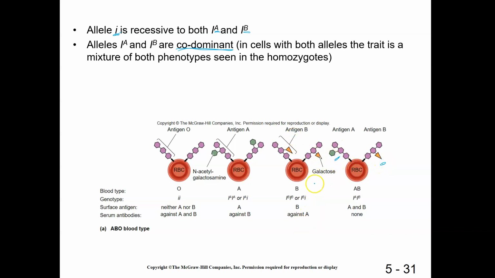Antigen B is only present in B, and antigen A is only present in type A, and antigen O is the non-modified, all right? And so blood type O, non-modified. Blood type A is modified. Blood type B, modified with galactose, all right? Blood type A is N-acetylgalactosamine. And then blood type AB has both of them on there.